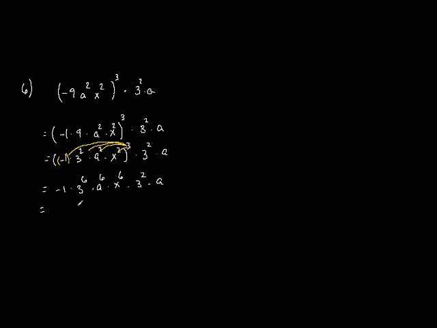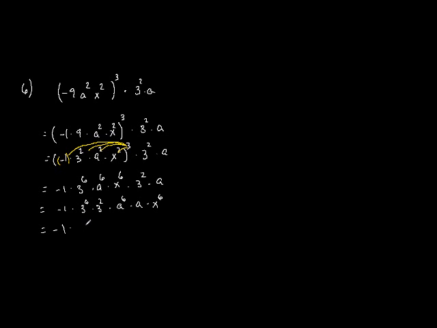Now because multiplication like this is commutative, I'm going to group the like terms. The 3's with the 3's, the a's with the a's, the x's with the x's. So negative 1 hangs out in front. 3 to the 6 times 3 squared times a to the 6 times a times x to the 6. This is equal to negative 1 times 3 to the 6 times 3 to the 2.